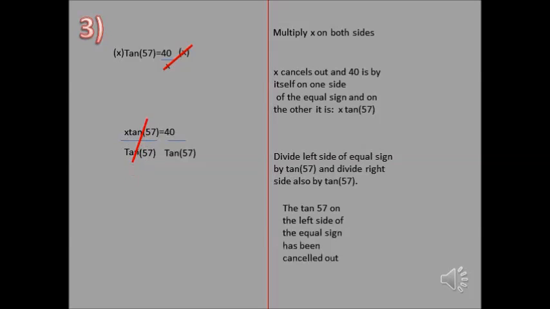Step 3. Multiply x on both sides. x cancels out and 40 is by itself on one side of the equal sign. On the other, it is x tan 57. Divide the left side of the equal sign by tan 57 and divide the right side also by tan 57. The tan 57 on the left side of the equal sign has been canceled out.